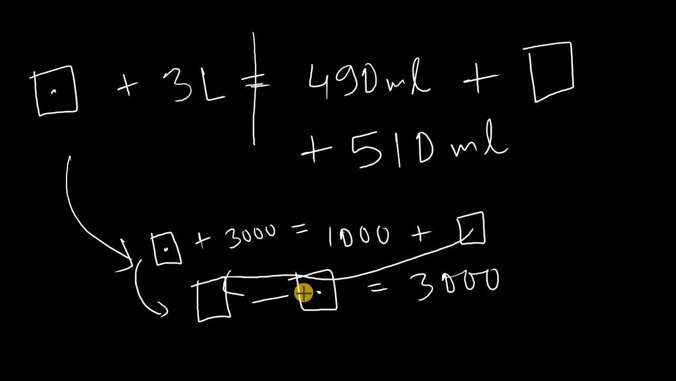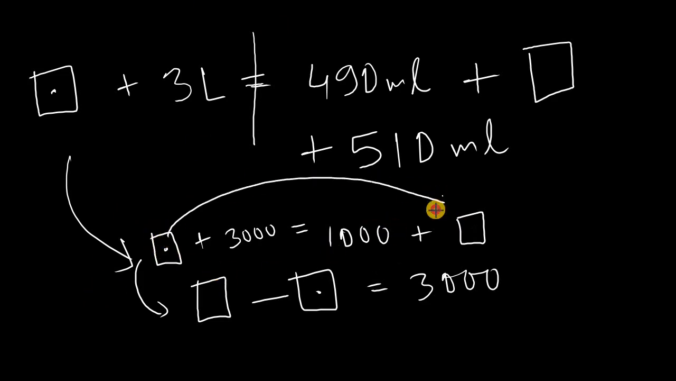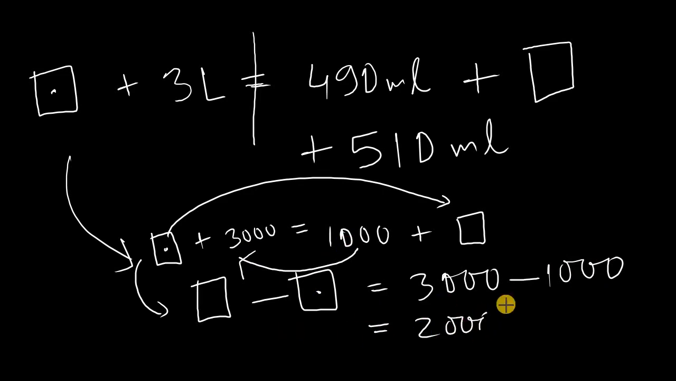No, this doesn't go to this side, but this goes to this side. So this box goes to this side and we have this number, right? And this 1000 goes to this side. So it is 3000 minus 1000 and the answer is 2000. So we have got the subtraction of two boxes is equal to 2000.